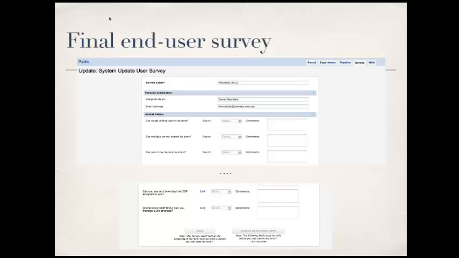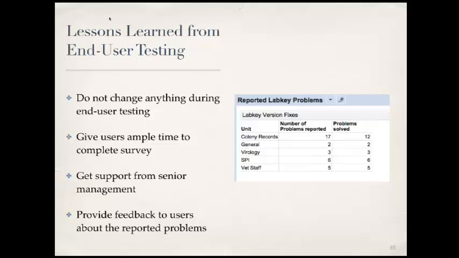Get support from senior management, either by having them send a reminder email, letting them know, please do this, or asking them for time away from their employees' daily activities. And as I was telling you last time, provide feedback to your users about the problems they reported. So this is a very simple wiki that we set up. The number of problems reported by unit and how many we have already solved. So there's kind of a progress report that we can use to let people know this is what we're doing.